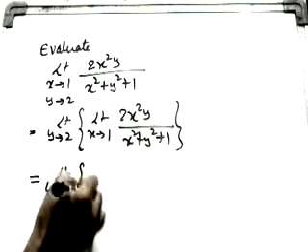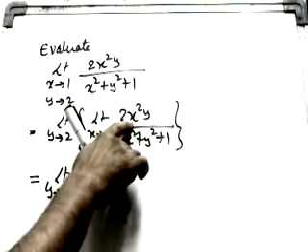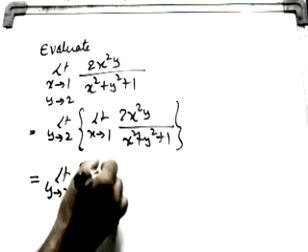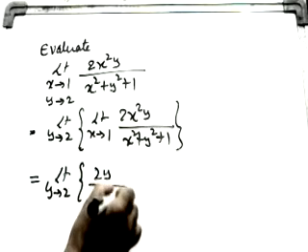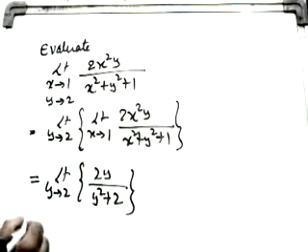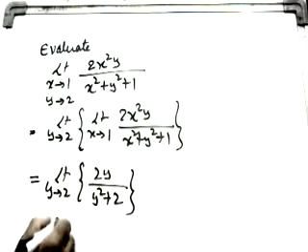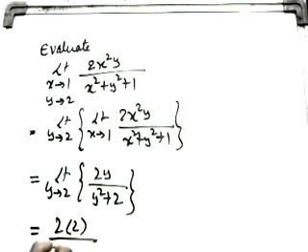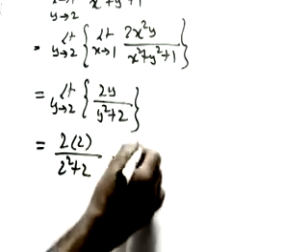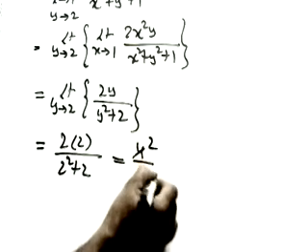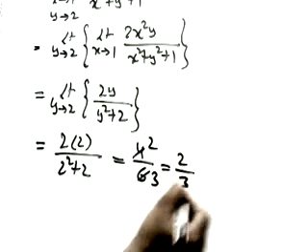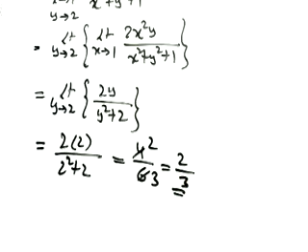Limit y tends to 2. If you substitute here x equals 1, 2 into 1 square is 1, 1 into 2 is 2, y; the denominator will be 1 square is 1, 1 plus 1, 2, this will become y square plus 2. Now let me substitute y equals 2 here, so this will become 2 into 2 divided by 2 square plus 2. So 2 square, 4 divided by 2 square is 4, 4 plus 2 is 6. So 2 2s are 4, 2 3s are 6. So this will become 2 by 3.